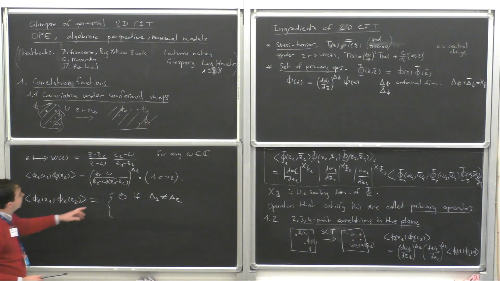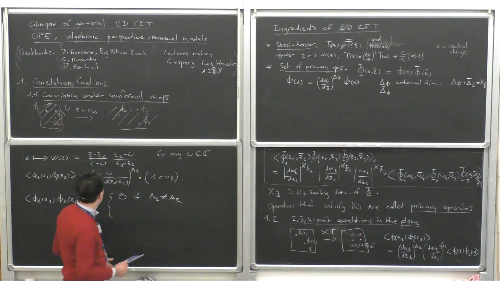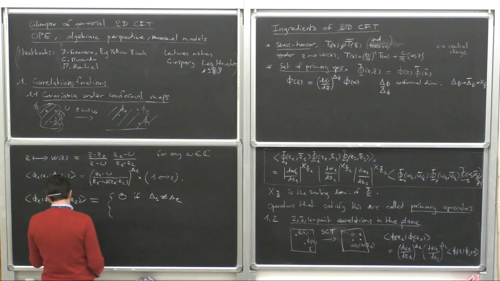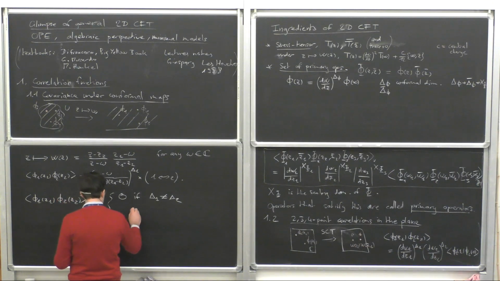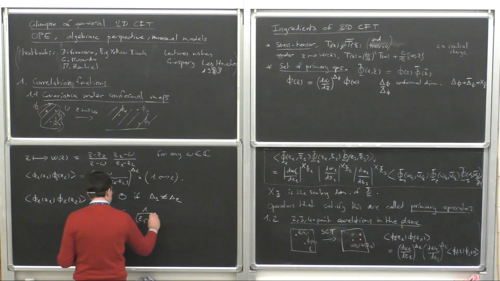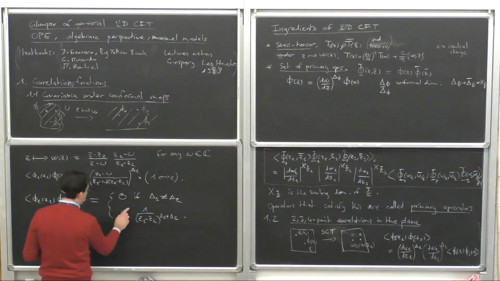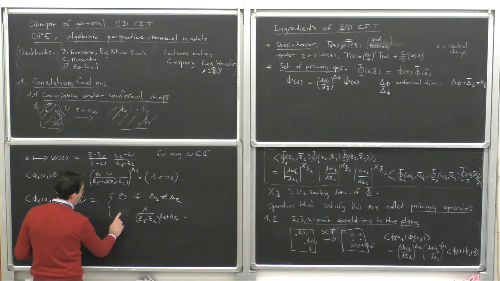And as long as delta 1 is equal to delta 2, then those factors that depend on omega will go away, so that's fine. And then we are left with the result that is some constant C times 1 over Z1 minus Z2 to the delta 1 plus delta 2. And this constant, it is conventional to take it as 1.